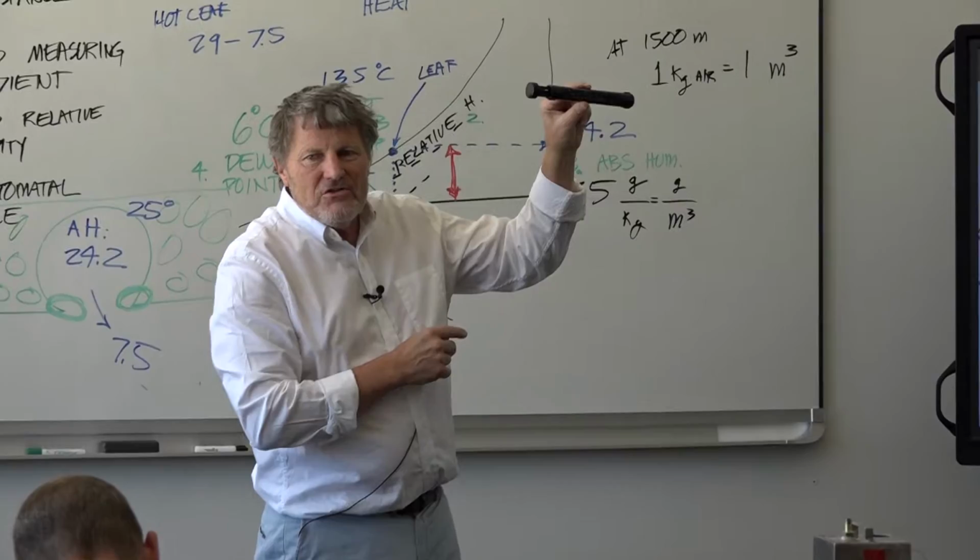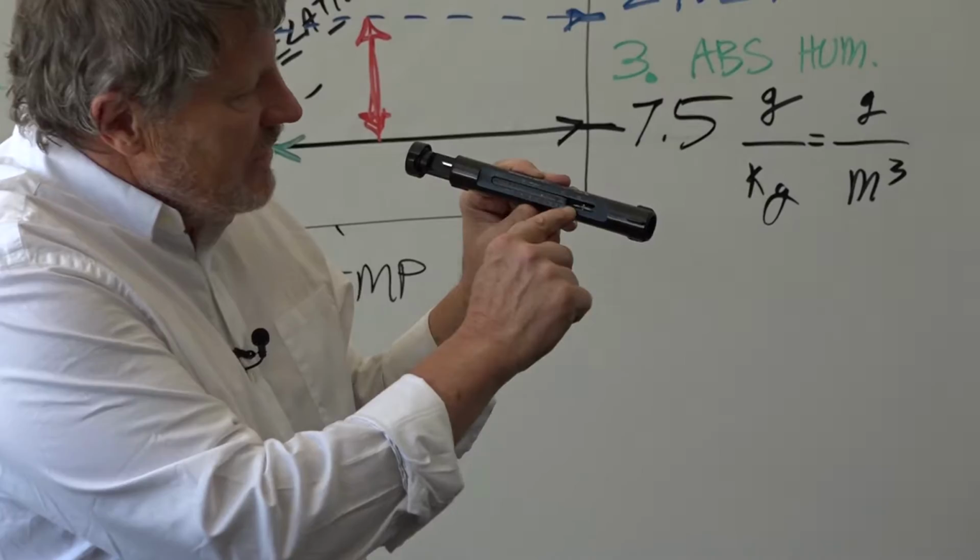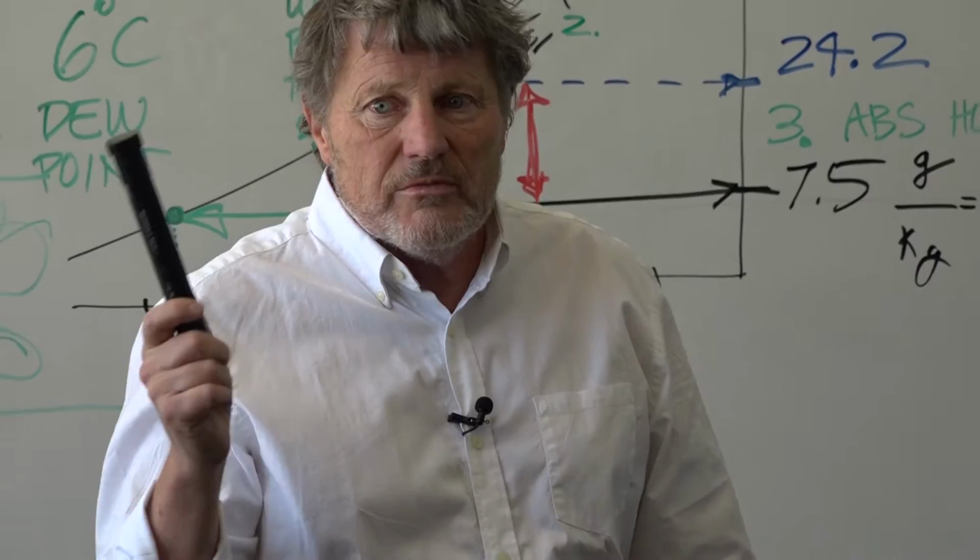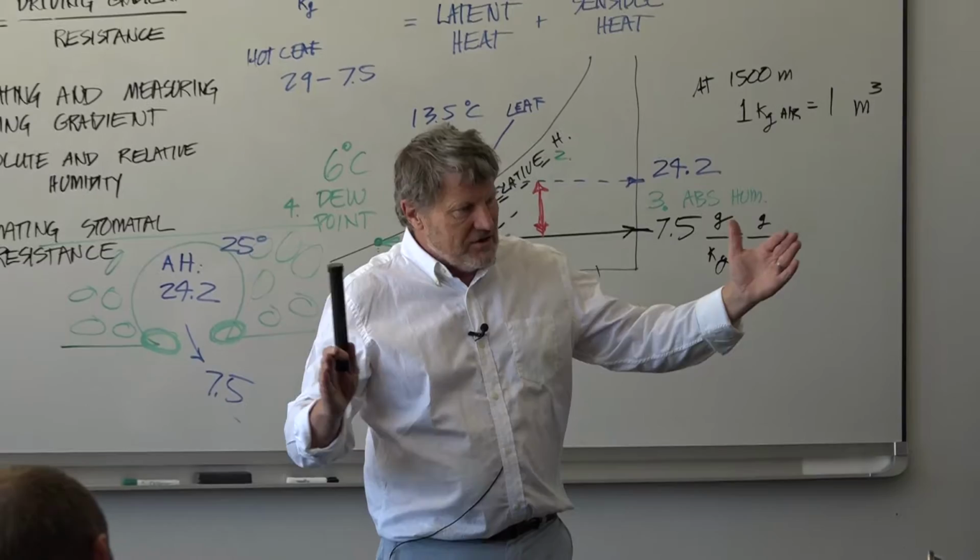In case you don't have a chart, you just do this. And these tick marks are nonlinear because the relationships are nonlinear. So this is a self-contained instrument to do humidity. And they come, boy, you can get them big if you need precision work.